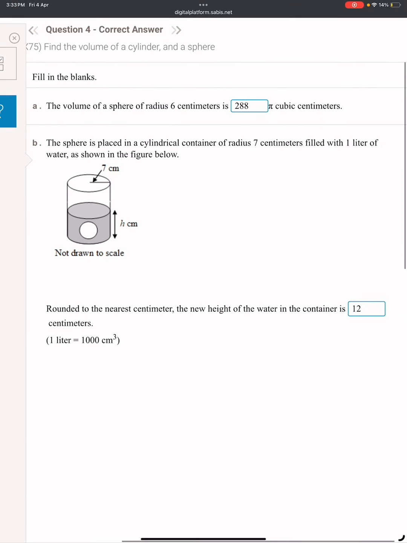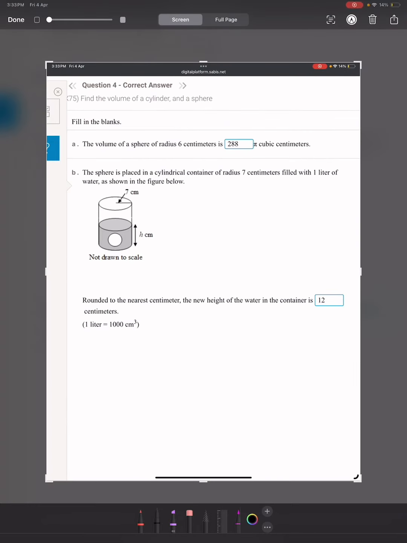So first thing we're going to do for the second one is, they're asking for the new height of water in the container. So what we're going to do first is find the total volume of the water added to the volume of the sphere. The volume of the sphere we got here is 288 pi. Add that to the total volume of the water, which they gave us, 1,000 centimeters cubed. This is going to be the volume of the cylinder, basically, after the sphere is submerged.